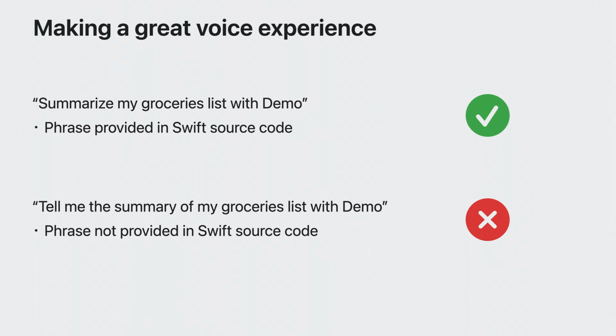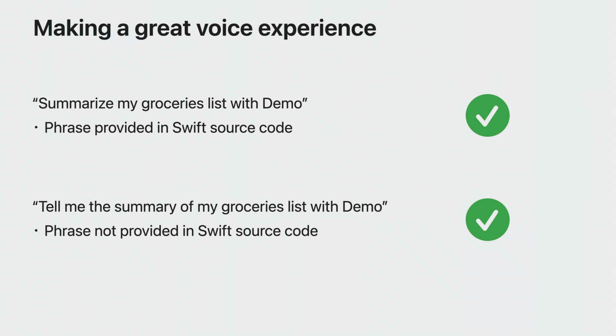In iOS 16, Siri will only recognize your app shortcut trigger phrases if they're spoken exactly as you've defined them in your source code and strings files. But people using your app may use different words and phrasings when trying to access your app shortcut. For example, in my app I provided "summarize my groceries list with demo" as a phrase, so it triggers my app shortcut as expected when spoken. But something quite similar and reasonable, like "tell me the summary of my groceries list with demo," would not work.